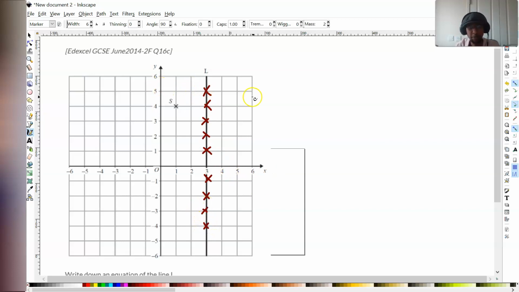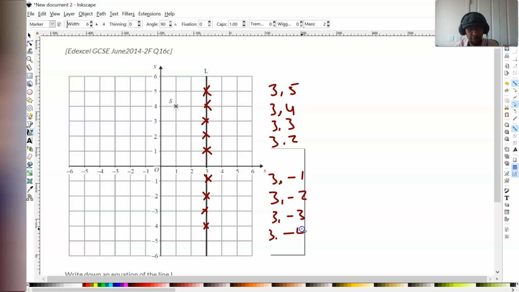So let's pick this point. That would be x is 3, y is 5. This point, x is 3, y is 4. This point, x is 3, y is 3. This point, x is 3, y is 2. This point, x is 3, y is minus 1. x is 3, y is negative 2. x is 3, y is negative 3. x is 3, y is negative 4.